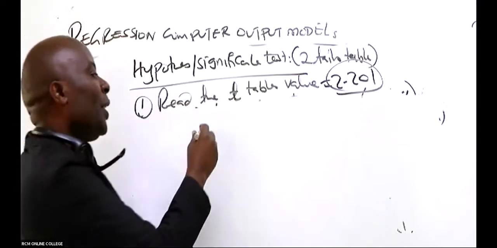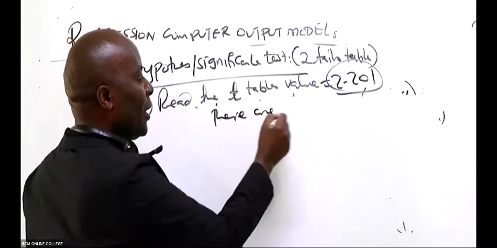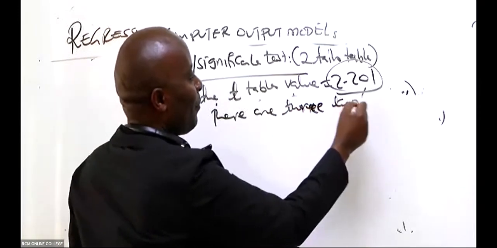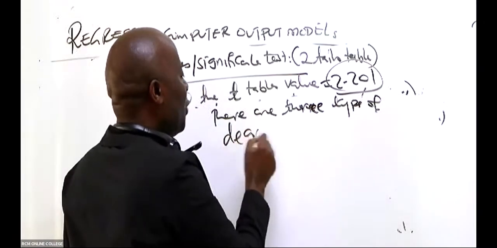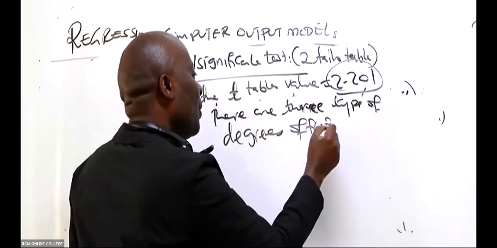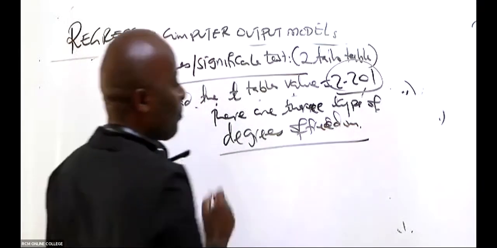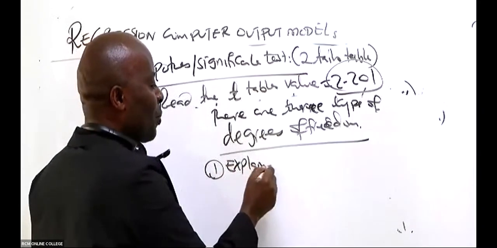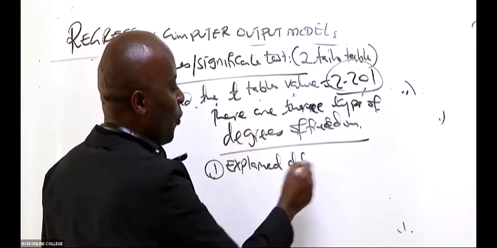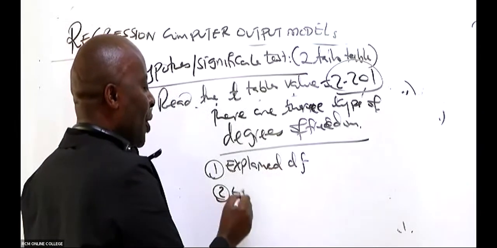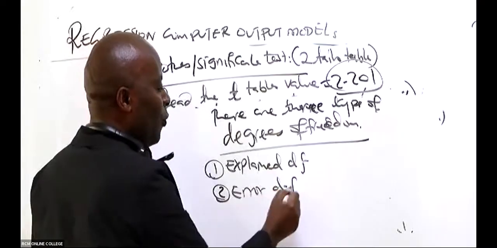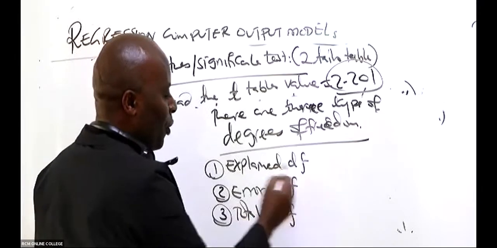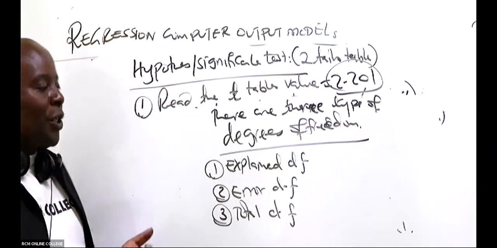We have 3 types of degrees of freedom. You can take this down, that there are 3 types of degrees of freedom. So number 1, we have what we call explained degrees of freedom. Number 2, we have error degrees of freedom. Number 3, we have total degrees of freedom.